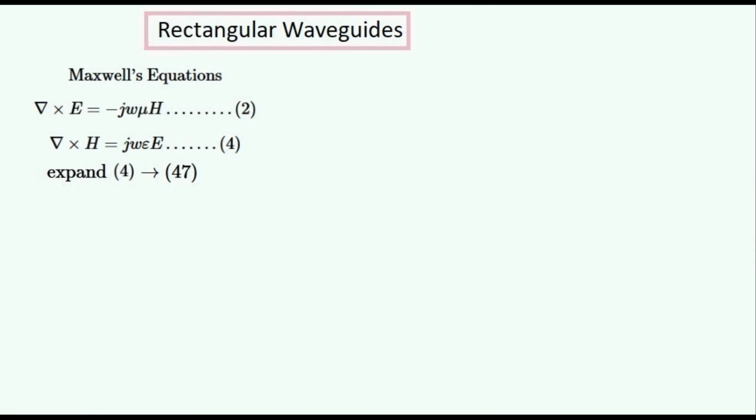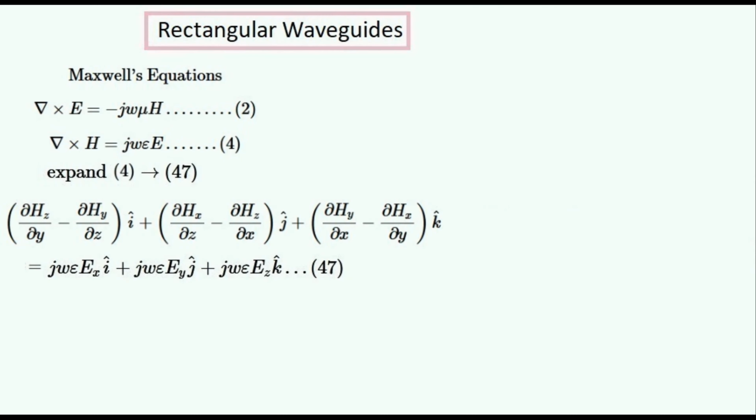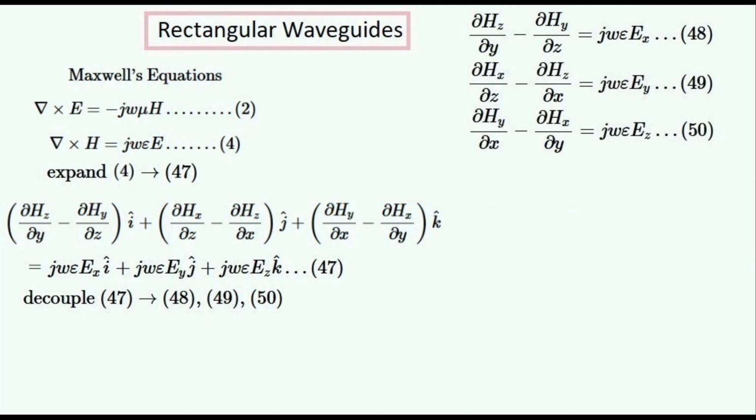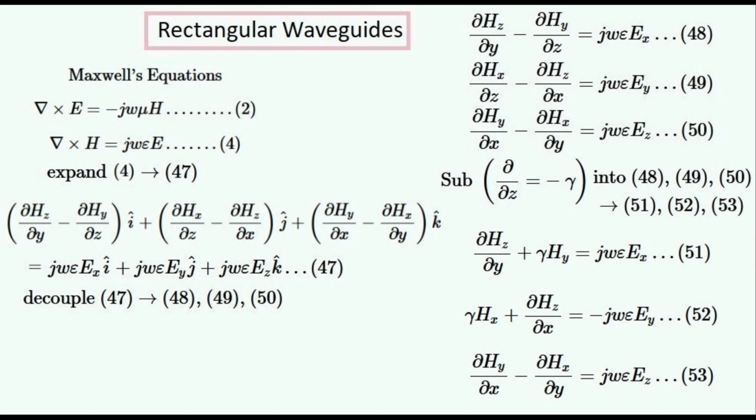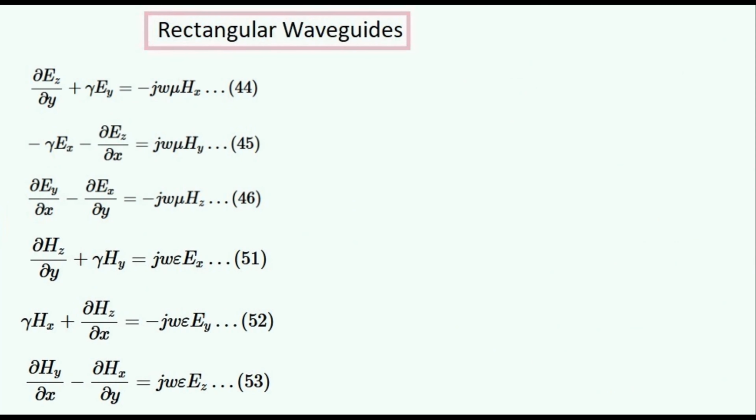Now to expand the second of Maxwell's curl equations. This is what the equation is after being expanded out into Cartesian coordinates. And we can decouple each expression for each unit vector, i hat, j hat, and k hat. These are the three equations decoupled from the expanded curl equation. We can make this substitution for this operator in all three of these equations. And so we get these three equations. These are the 6 equations that we've derived from the two Maxwell's curl equations.